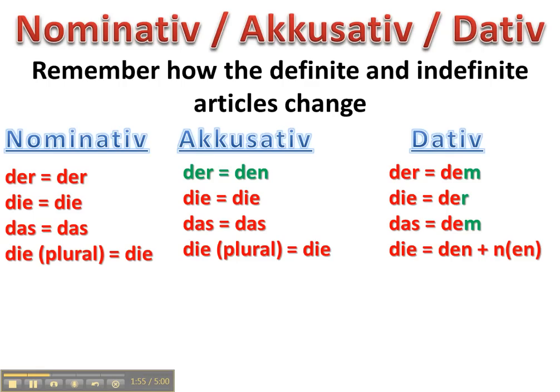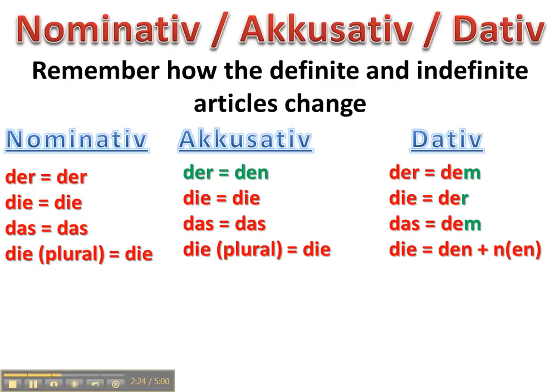Okay, so how do things change from nominative, accusative to dative? Let's look at the definite articles first. In the nominative, der, die, das, die. And then in the accusative, der changed to den, die and das stay the same. In the dative, you have what I like to call MRM, which is der to dem, die to der, das to dem. And die, plural, to the dative plural, which is den plus n or en added on to the noun that follows.